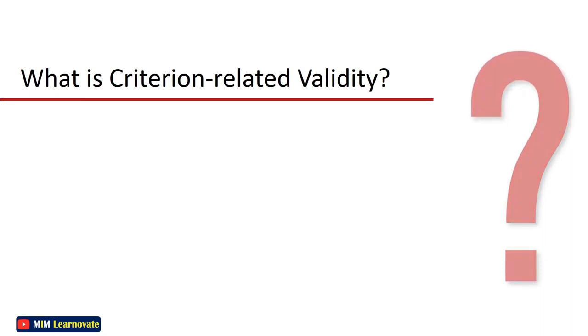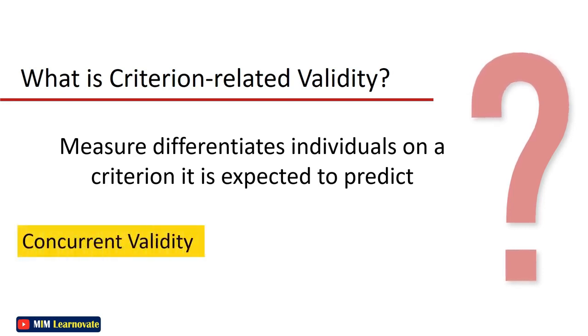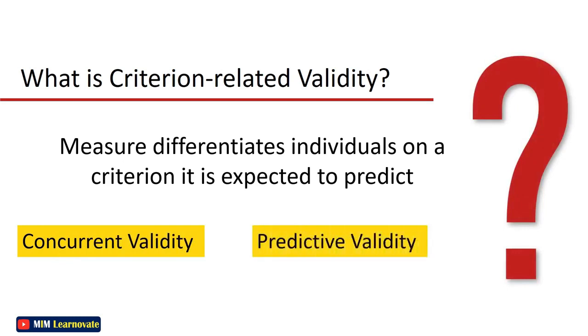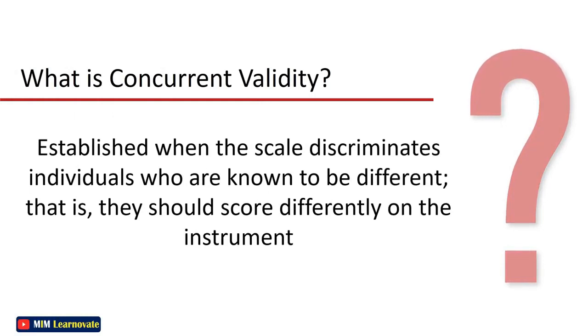What is criterion-related validity? Criterion-related validity is established when the measure differentiates individuals on a criterion it is expected to predict. This can be done by establishing concurrent validity or predictive validity. What is concurrent validity? Concurrent validity is established when the scale discriminates individuals who are known to be different, that is, they should score differently on the instrument.